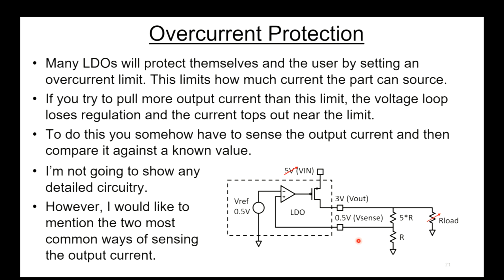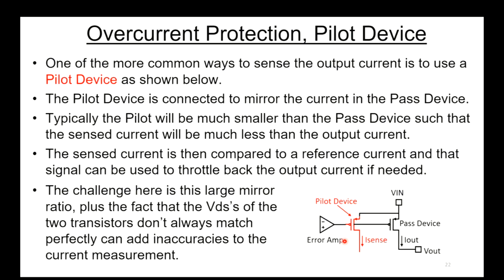To do this, you somehow have to sense the output current and then compare it against a known value. Now, I'm not going to show any detailed circuitry how to do this. However, I would like to mention the two most common ways of sensing the output current. So the first one I want to talk about is a pilot device. And this is definitely one of the most common ways we try to sense this output current.